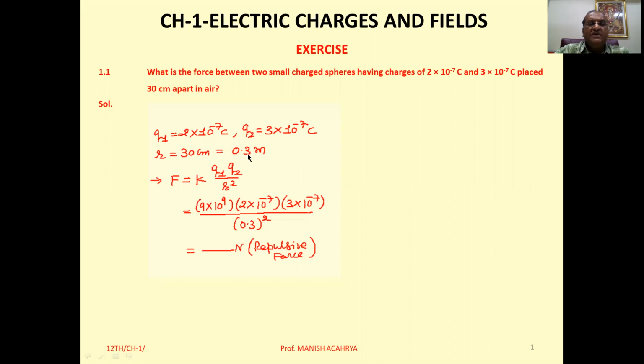Separation that is 30 centimeter means 0.3 meter. Now as per Coulomb's law, the force between two charges F equal to K Q1 Q2 upon R square. Substitute K equal to 9 into 10 raised to 9, Q1 2 into 10 raised to minus 7, Q2 3 into 10 raised to minus 7 upon R, 0.3 and square of it. Solve this one, you will get the force. Now here both the given charges are positive charges, and we know like charges repel each other, so this particular force will be repulsive one. Clear?